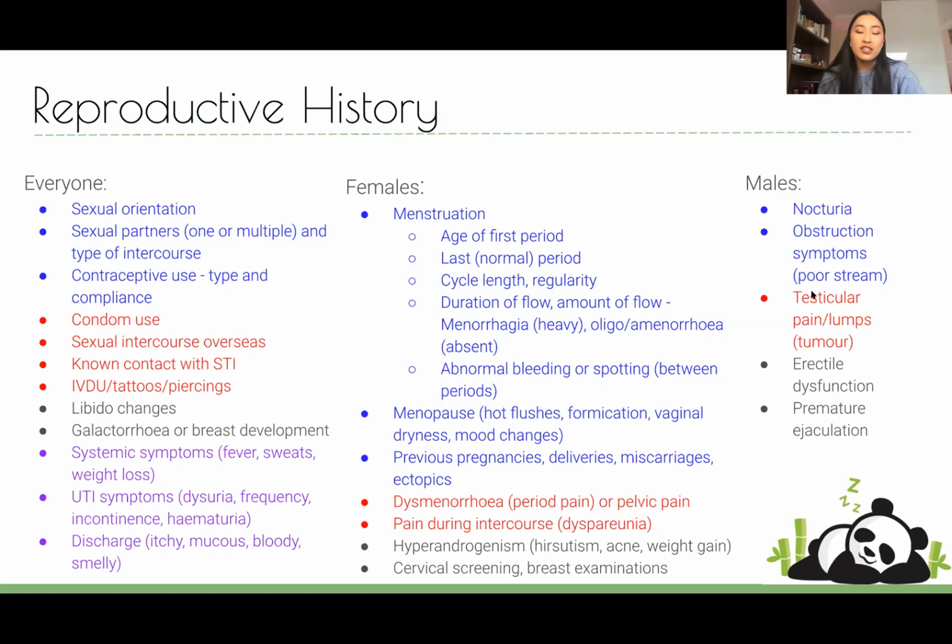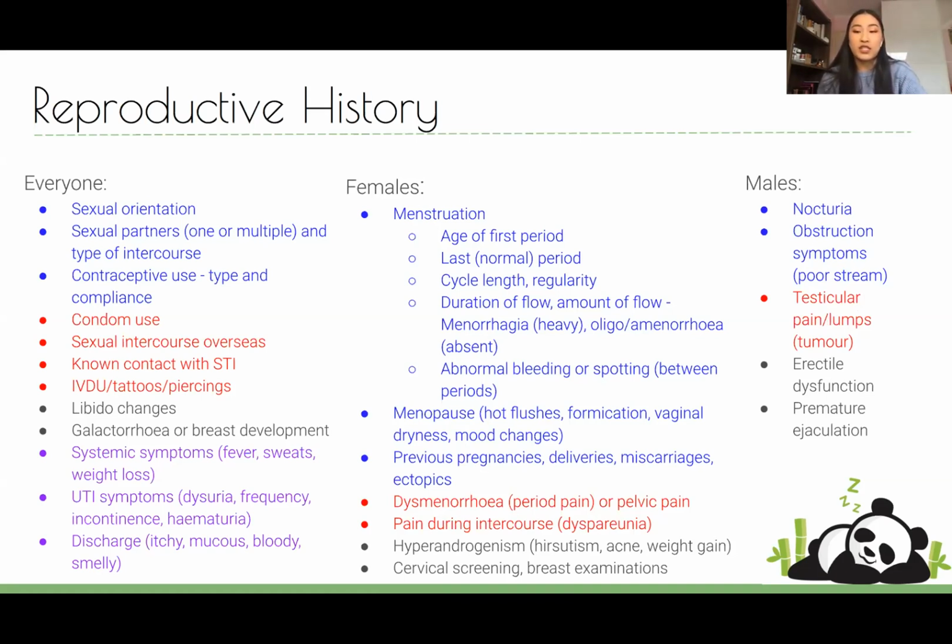In males, there's a lot less to ask. You want to ask urinary symptoms, you want to ask testicular stuff, and you want to ask like sexual function, basically. So nocturia, and then obstruction symptoms, thinking about BPH. So your poor stream, hesitancy, dribbling. Then you want to know, have they had any testicular problems, pain or lumps, thinking about torsion, thinking about varicocele, thinking about cancer. And then ejaculatory problems.